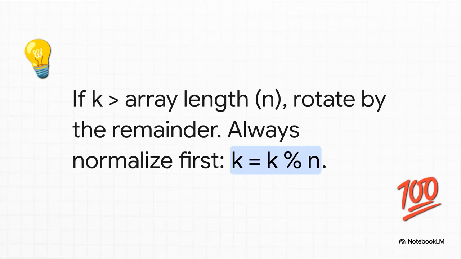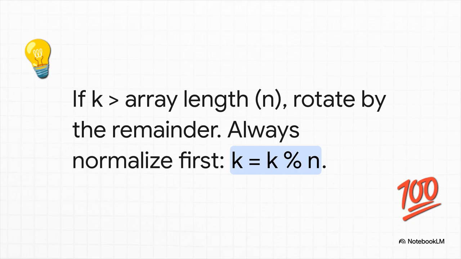But hang on, before we dive in, here's a super important pro tip. Remember our circle of 7 people? If I asked you to move 10 spots, what would you really do? You'd move 7 spots, which puts you back where you started, and then you just move 3 more. So moving 10 is the same as moving 3. In code, we handle this with something called the modulo operator.